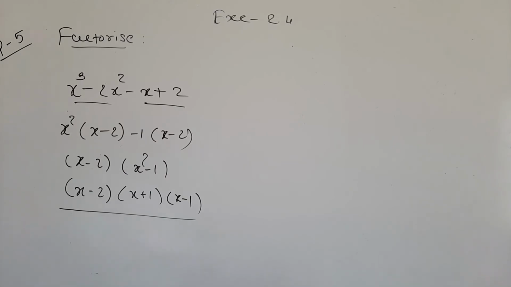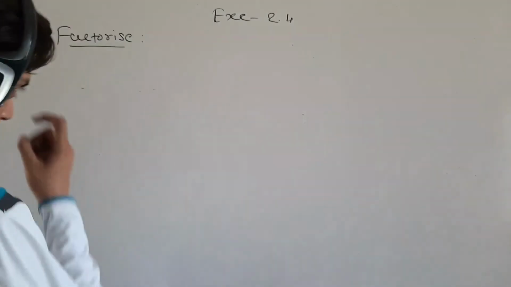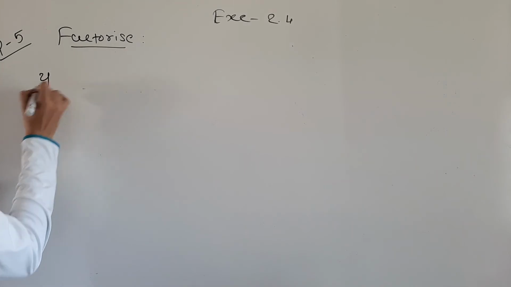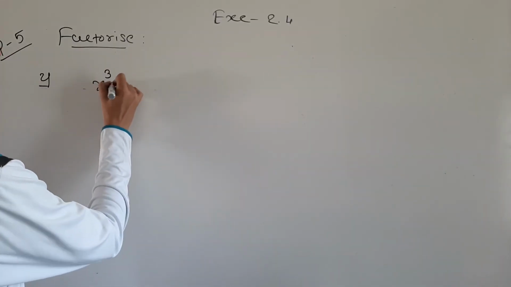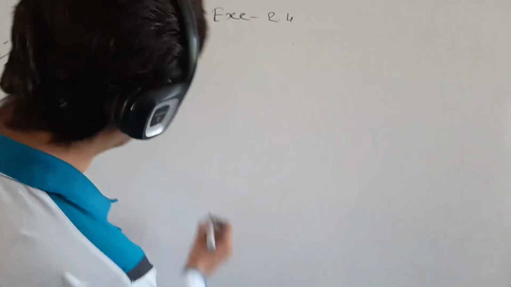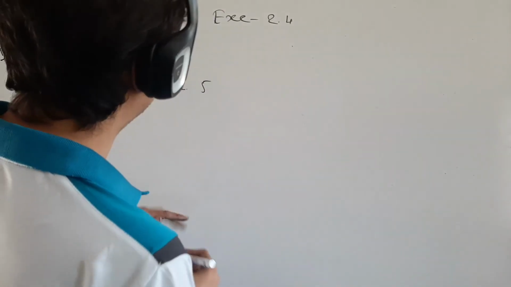Okay, so now let me take the second question. x cube minus 3x square minus 9x minus 5. See the second one. Here we have to use that method only, because now we have no other way.